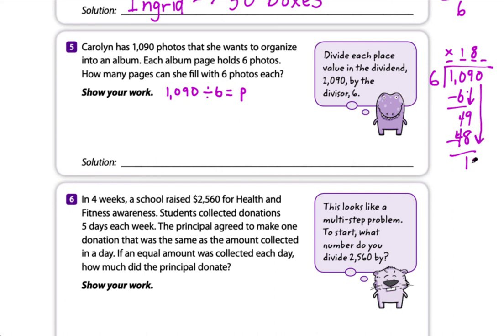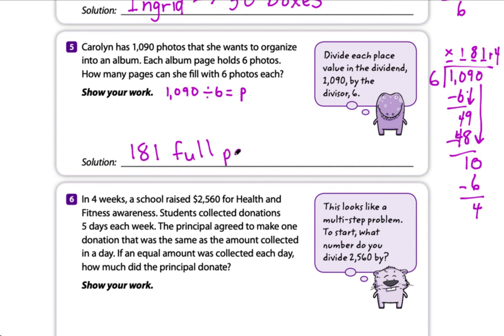Bring down my last digit, which is a 0. 6 can go into 10 one time. 1 times 6 is 6. I subtract, I get remainder 4. So 181 full pages with 4 photos left over. What is my answer? Well, my answer here is just going to be 181 full pages. I can't add 1 to my answer this time because it only wants full pages. How many can she fill? 181 full pages.